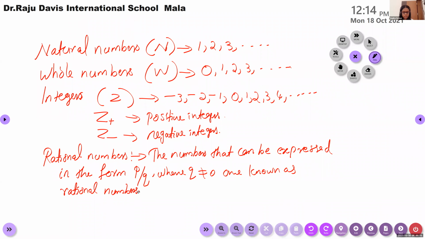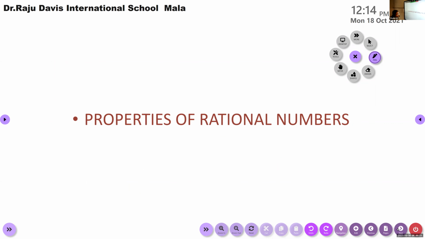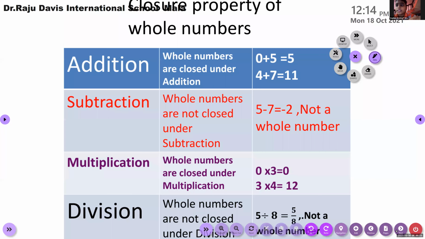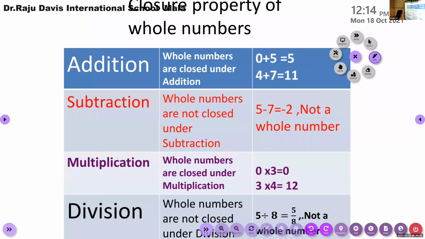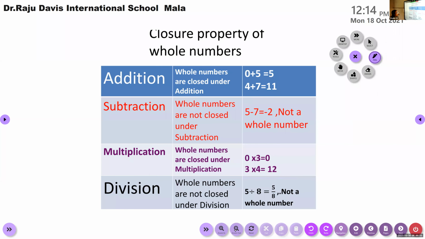Next heading is properties of numbers. Not rational numbers, and not whole numbers either. Properties of numbers is enough, because we are discussing all the types of numbers.